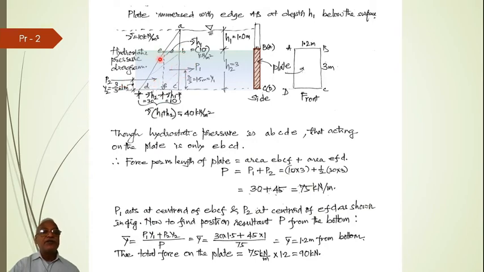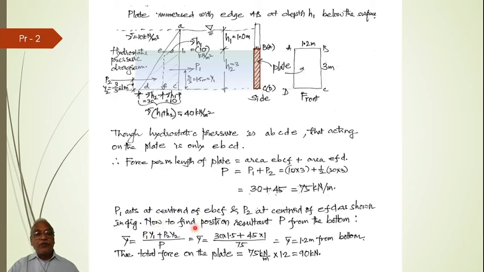Now centroid for this rectangle would be at a height of 3 by 2. Of course from the top also it is 3 by 2. It is 1.5 meter. I have called it as Y1. The P1 acts at a distance of Y1 from the base. The P2 acts at the centroid of the triangle, which is at h by 3. Now here height is 3 by 3, that is 1 meter. So I have called it as Y2.